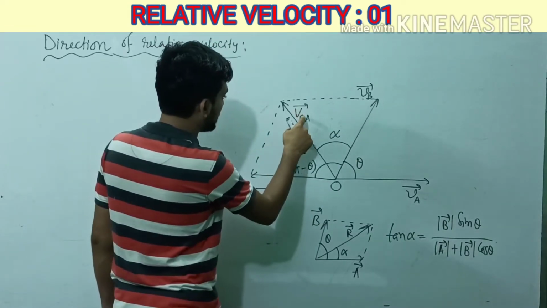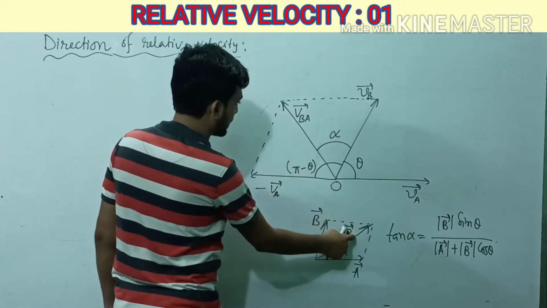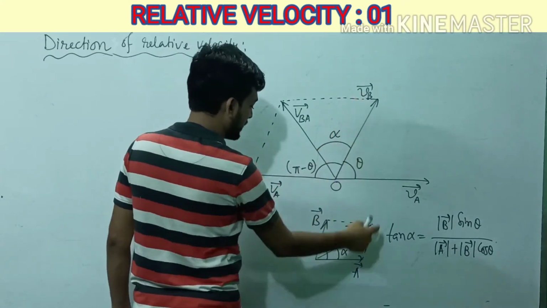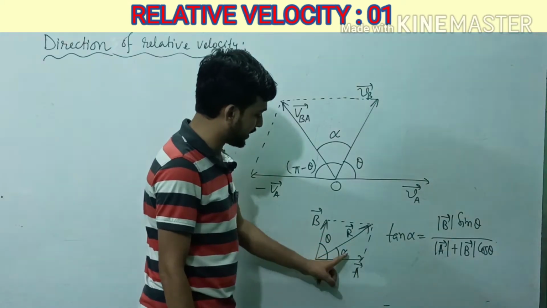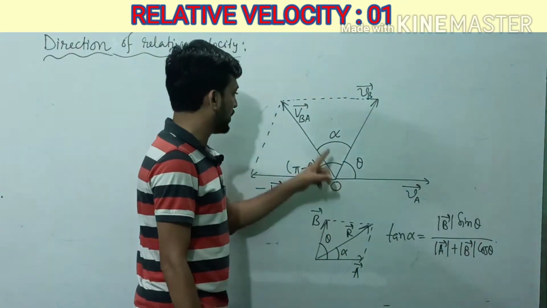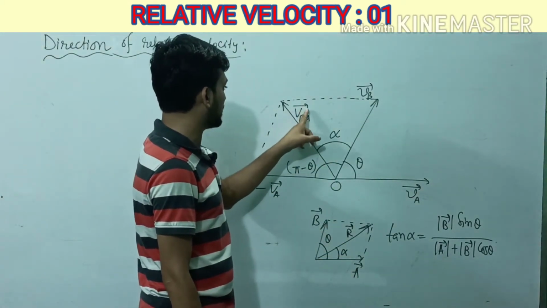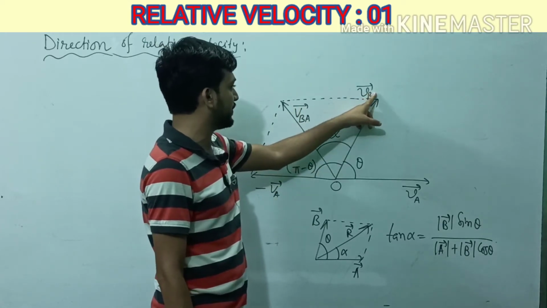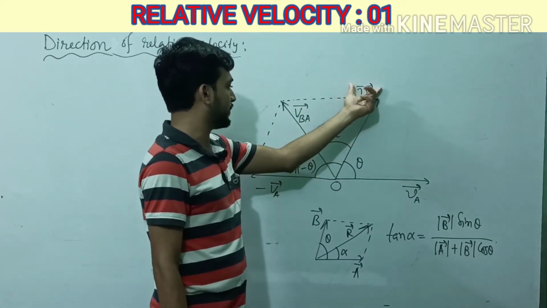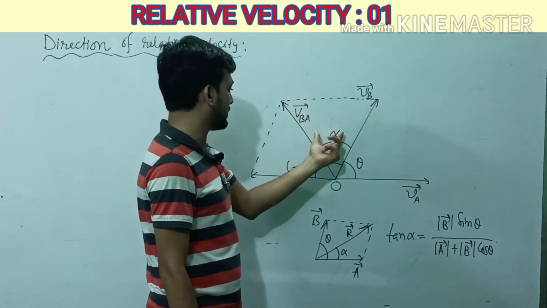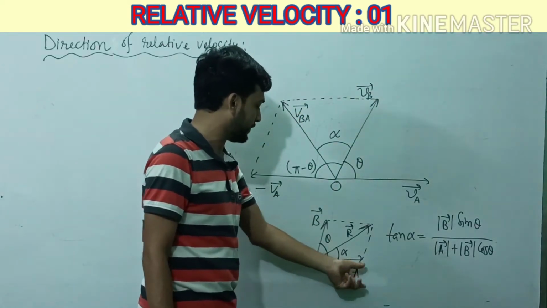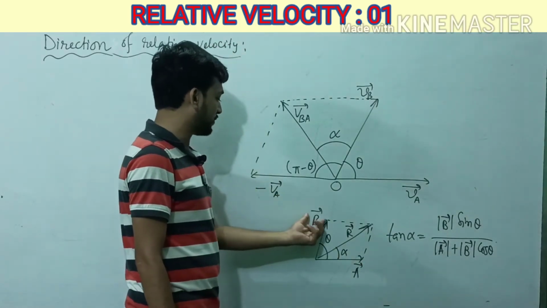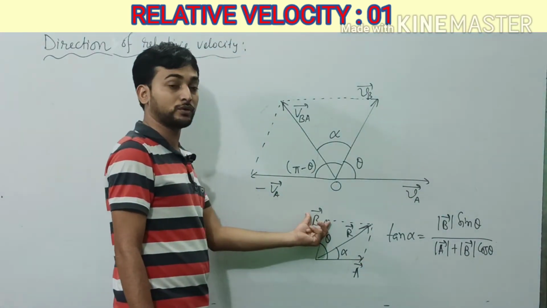We are considering VBA vector as the R vector here and VB vector as the A vector. Why? Because you can see here the R vector is making an angle alpha with the A vector, and the VBA vector is making an angle alpha with the VB vector. So the vector with which the resultant vector is making an angle alpha, that vector we need to consider as the A vector, and minus VA vector we have to consider as the B vector. You have to remember this.